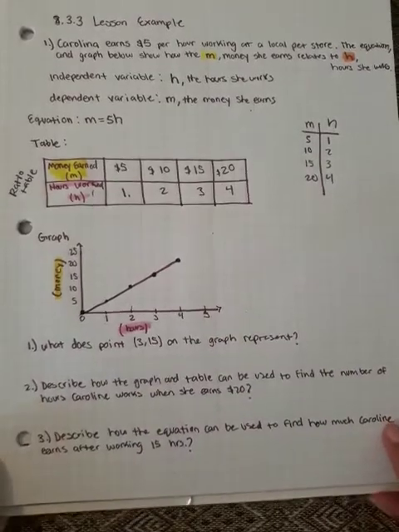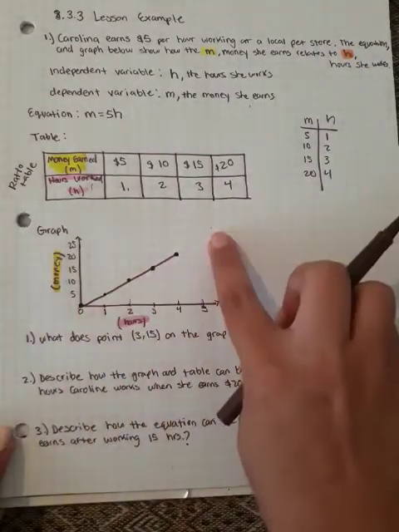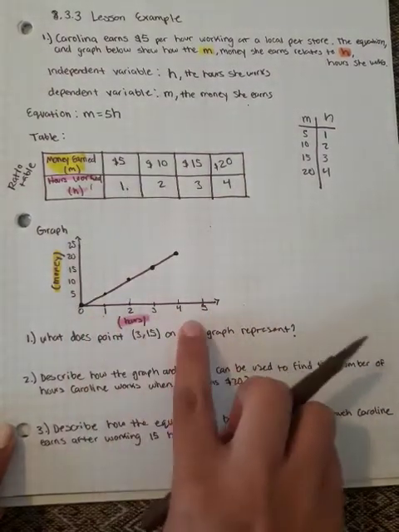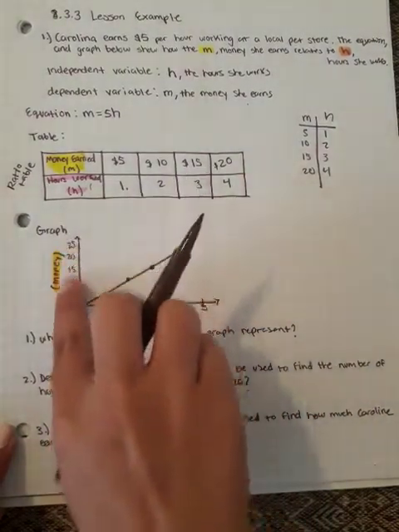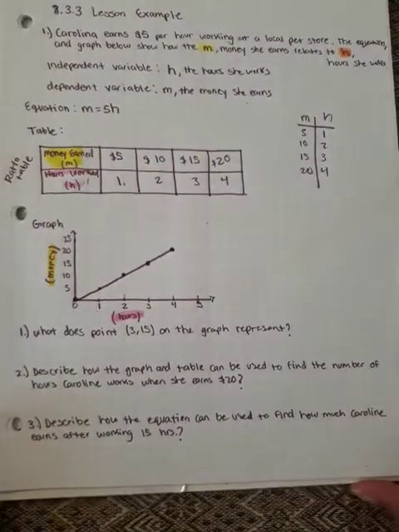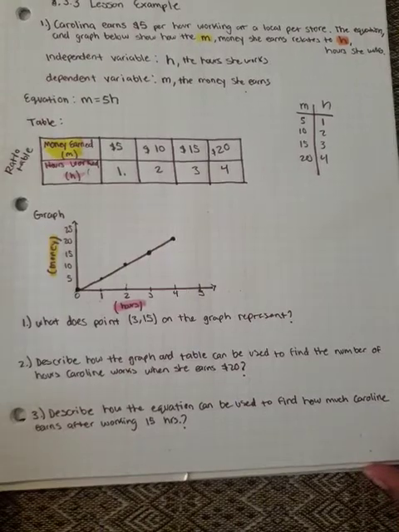All right, so this is how the graph looks. I used this table to help me graph this. The hours were on the bottom. The money was on the side. Hours, hours, money, money. All right, so moving on to the bottom questions.